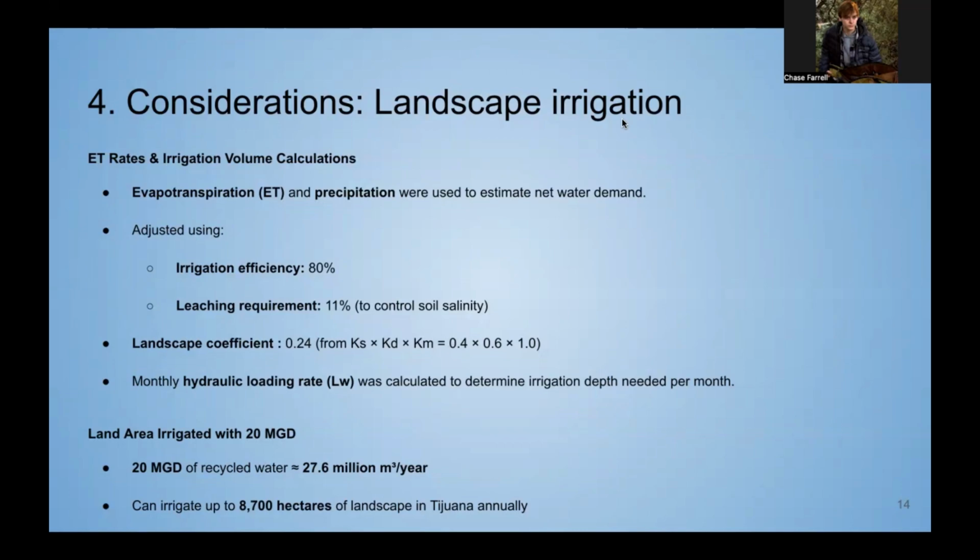So we had an irrigation efficiency of 80%, meaning 20% of the water applied is expected to be lost. We had a leaching requirement of 11%, which ensures the salts don't build up in the soil. And we had a landscape coefficient of 0.24, which is a combination of the vegetation, density, and the surrounding microclimate.